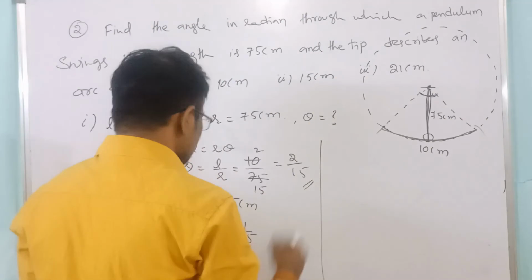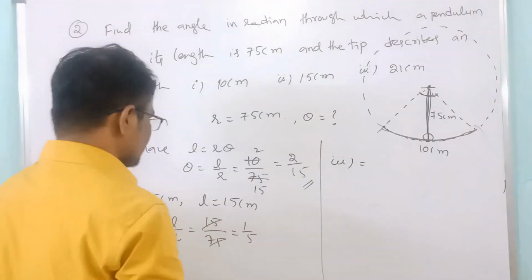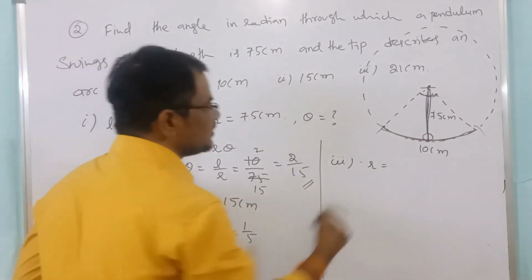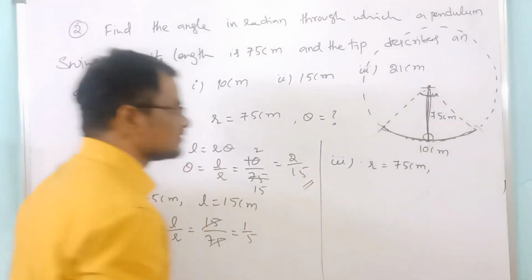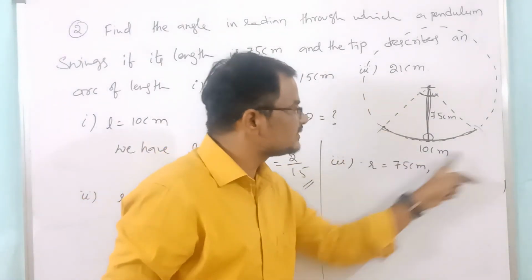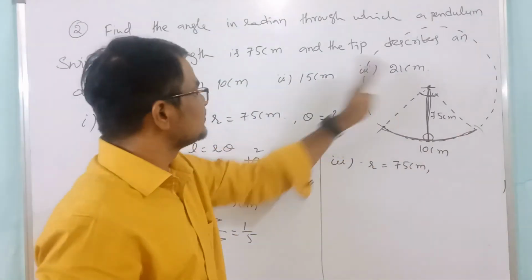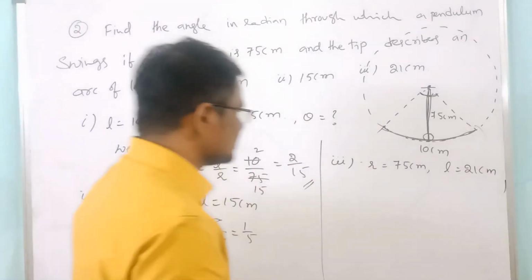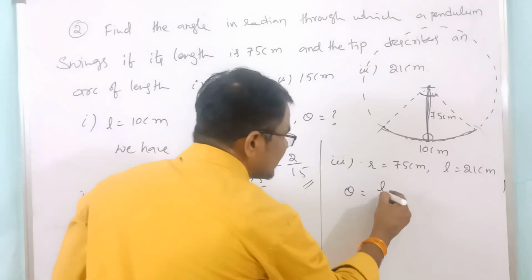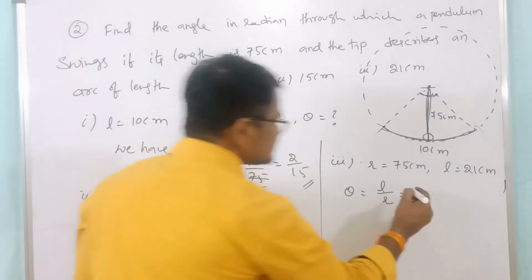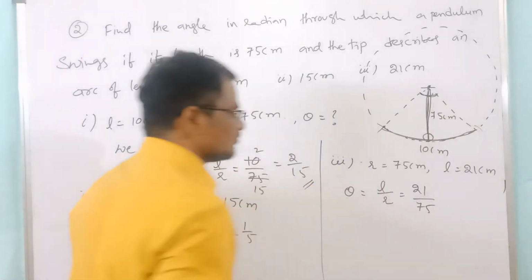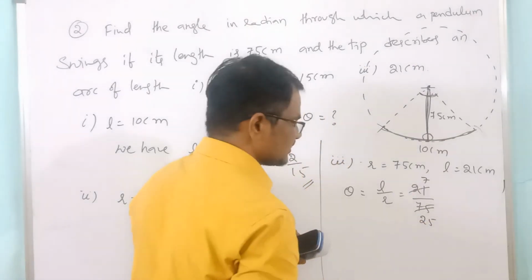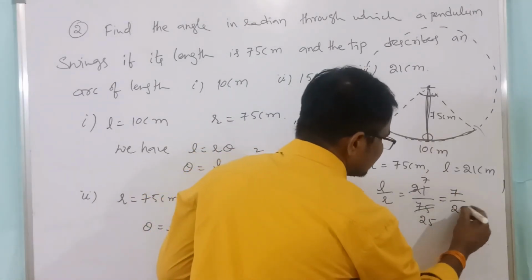Now for the third problem, here also the radius, the length of the pendulum, is 75 centimeters only. But in this case the tip describes more than the second problem, 21 centimeters, means L equal to 21 centimeters. So here also we have to find theta. Theta equal to L by R. L is here 21 by 75. So 7 times 3 is 21, 25 times 3 is 75, right? That is equal to 7 by 25.